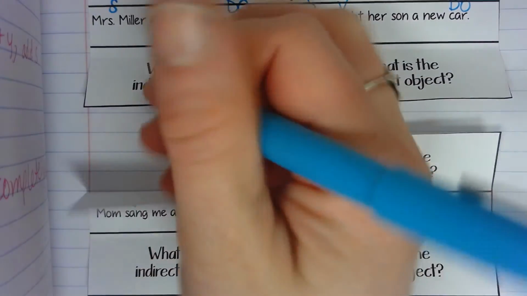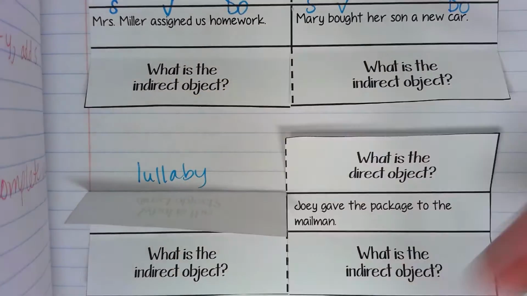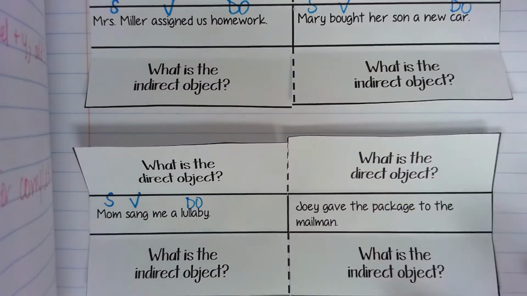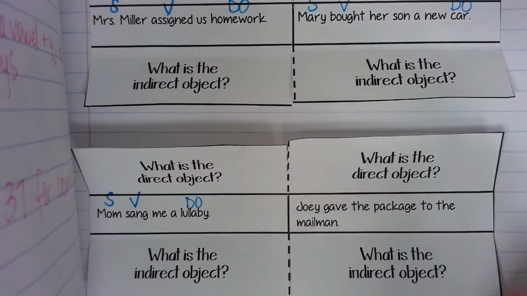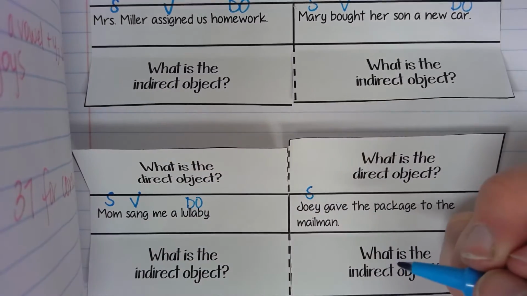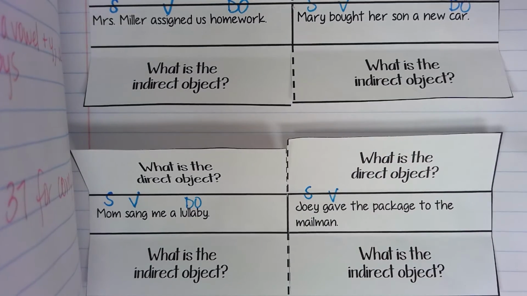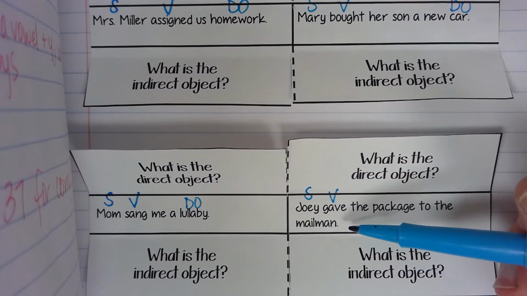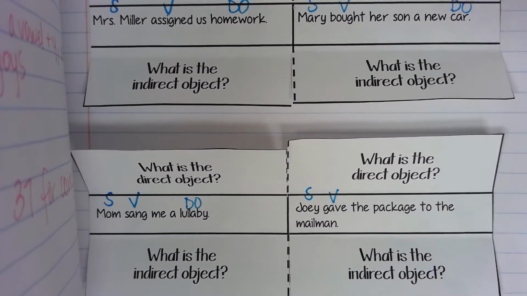Okay, next one. Joey gave the package to the mailman. Who? Joey. What did he do? Gave. Gave who? Gave mailman. He didn't give the mailman. He didn't wrap up the mailman and give it to someone. He gave package. Okay, so that's what's actually being given. So package is our direct object.